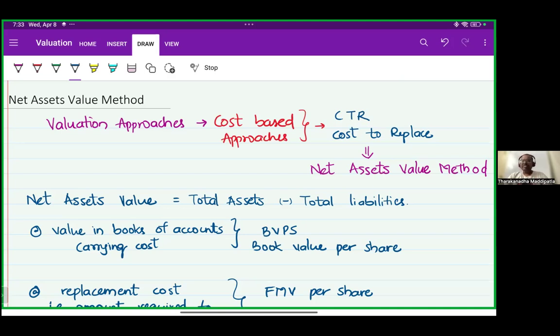In the previous session, we have discussed about valuation approaches. There are three broad categories of valuation approaches: cost-based, market-based, and income-based. In cost-based valuation approaches, we are now looking at cost to replace approach, which is also popularly called as net assets method or NAV method.